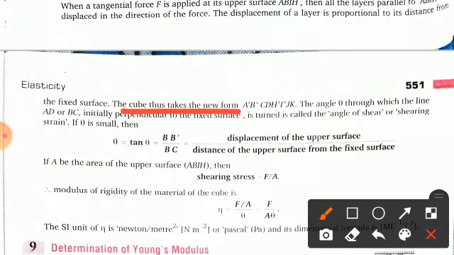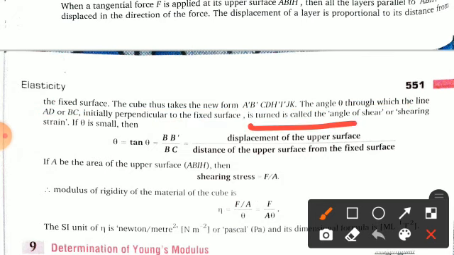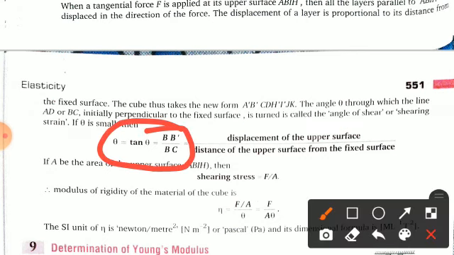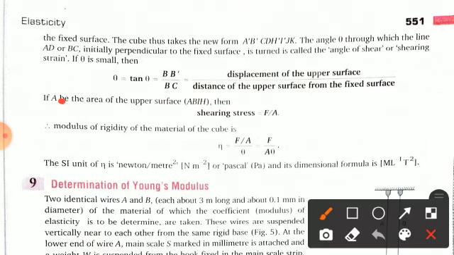So the cube, the stake, the new form which is AB'C'E, this form, and the angle theta through which the line AB or BC, initially perpendicular to the fixed surfaces, is called the angle of shear or shearing strain. So if theta is small, then we can write theta is equal to tan theta, BB' by BC. Clear?